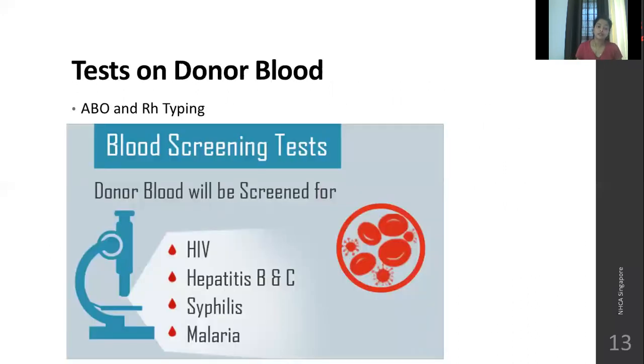Then the tests done on the donor blood: ABO and Rh typing is done to confirm the donor's blood group, along with antibody screening, and it should be carried out in the donor laboratory. Every donor blood must be tested for infectious diseases in the laboratory: HIV 1 and 2, hepatitis B and C, syphilis, malaria, and the VDRL test. The blood bank must have separate facilities to carry out these tests on its own premises.